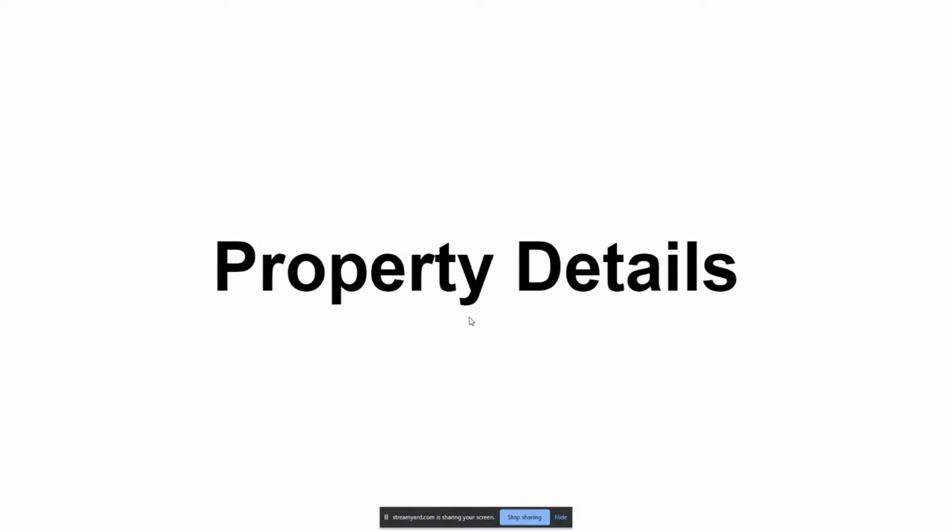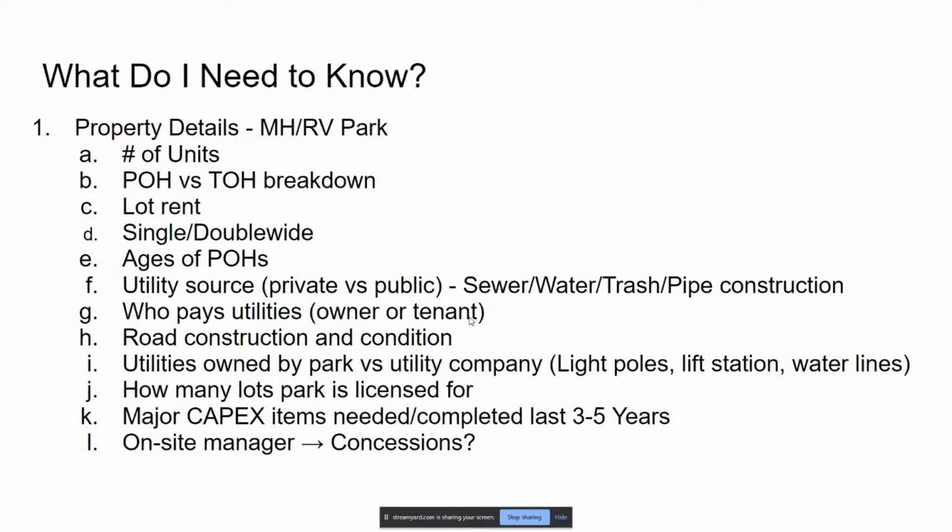Okay, so let's get into the meat and potatoes. So I spent a little bit of time talking about how we can identify these properties, what they are, and how to talk to some of the sellers. Hopefully, I haven't lost you. Here's where it gets fun, guys. All right, so we're gonna break this down asset by asset, right?